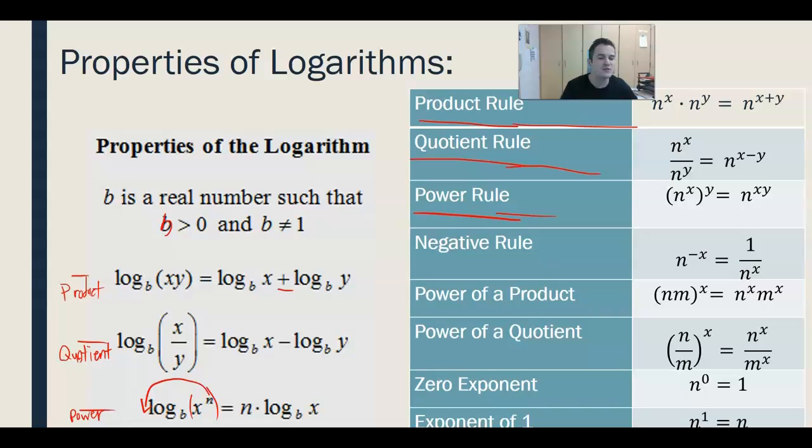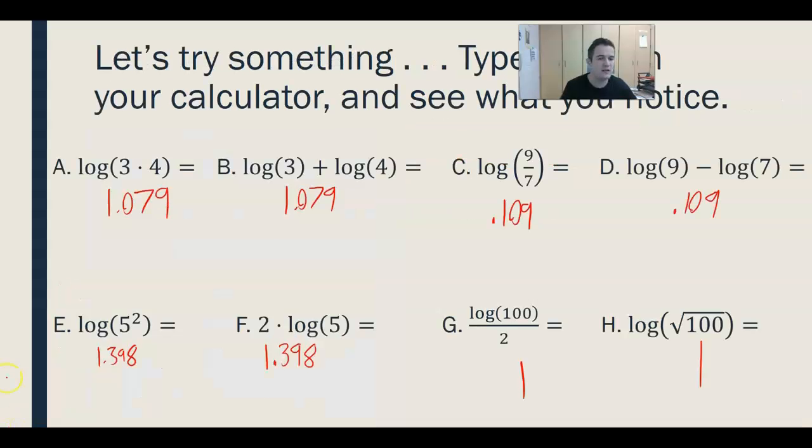That happens with every single logarithm. You probably noticed here, again, log of 3 times 4, I can expand that out using the product property as log of 3 plus log of 4. Or if I have log of 9 divided by 7, I can expand that out and write it as log of 9 minus log of 7. If I have log of 5 squared, that exponent I can plop down here in front and write it as 2 times the log of 5.